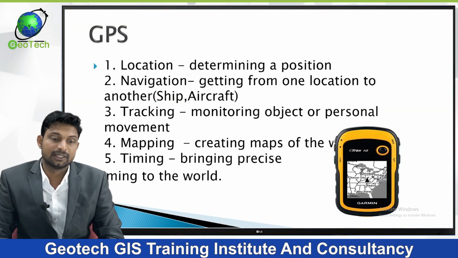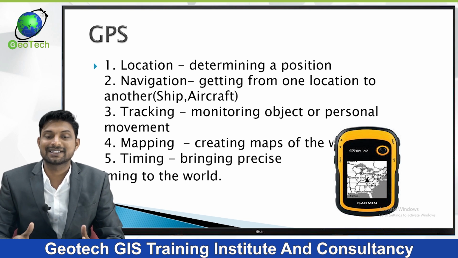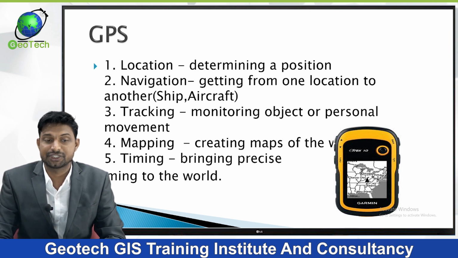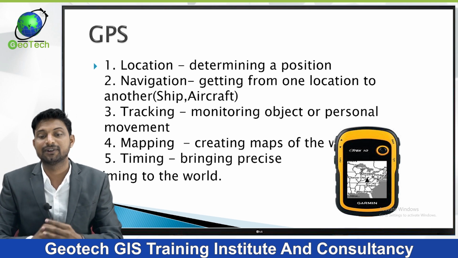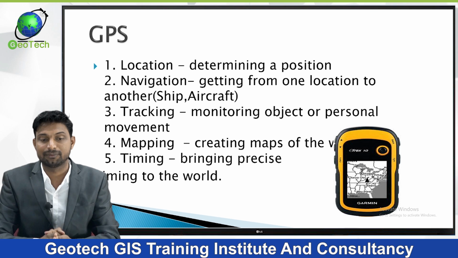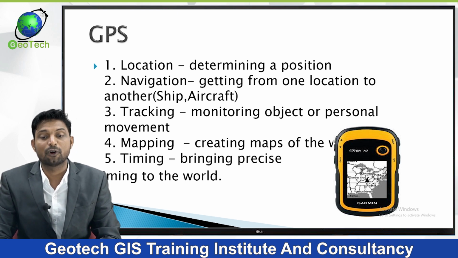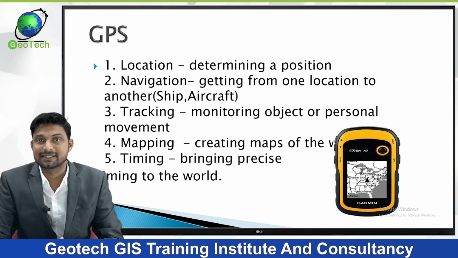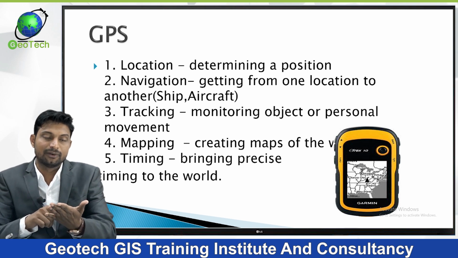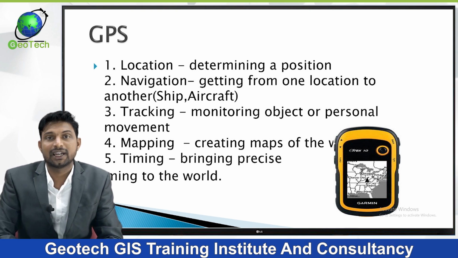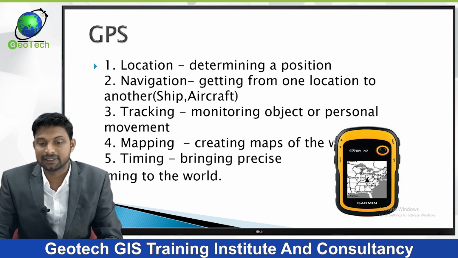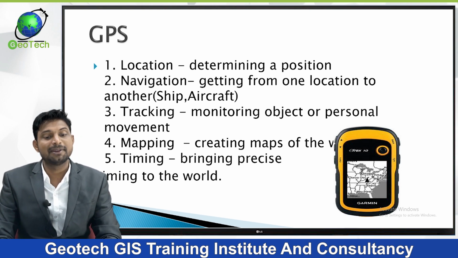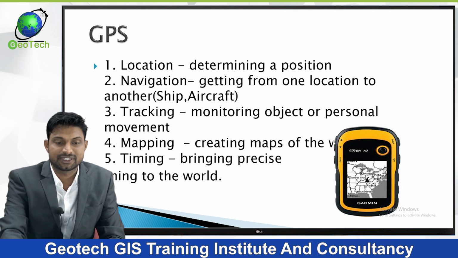Then GPS. GPS is also useful for location, that is, determining a position. We can find our position by using GPS. Then navigation, getting from one place to another, like ships and aircraft. Then tracking, monitoring objects or personnel movements. We have seen in many movies that tracking systems are used. If we connect a chip to a vehicle and the vehicle moves, then we know where the vehicle is moving, so that we can track it. Then mapping, creating a map of the world. Then timing, bringing precise timing to the world. So these are mostly the uses of GPS.